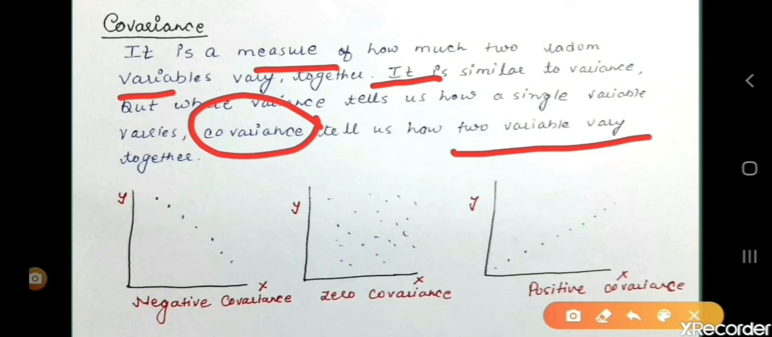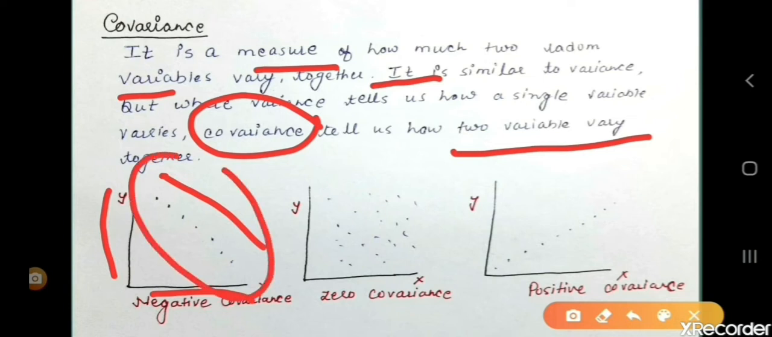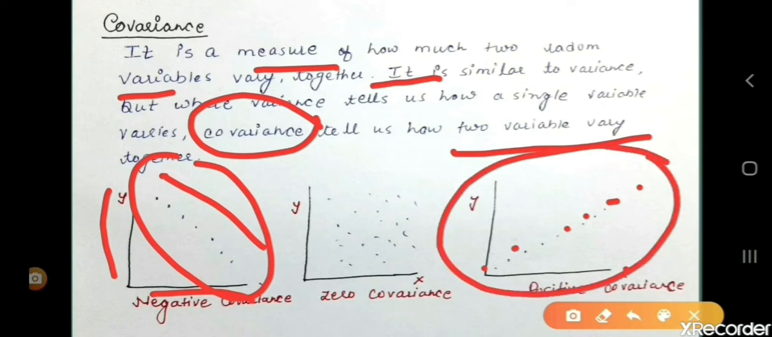Suppose in this graph we have two variables on the x and y axes. We are plotting them, and with respect to each other they are showing a decreasing relationship. So we can say that these two variables are negatively correlated. Second, here we can see that x and y are increasing linearly, so they are positively correlated. So this is called positive covariance.